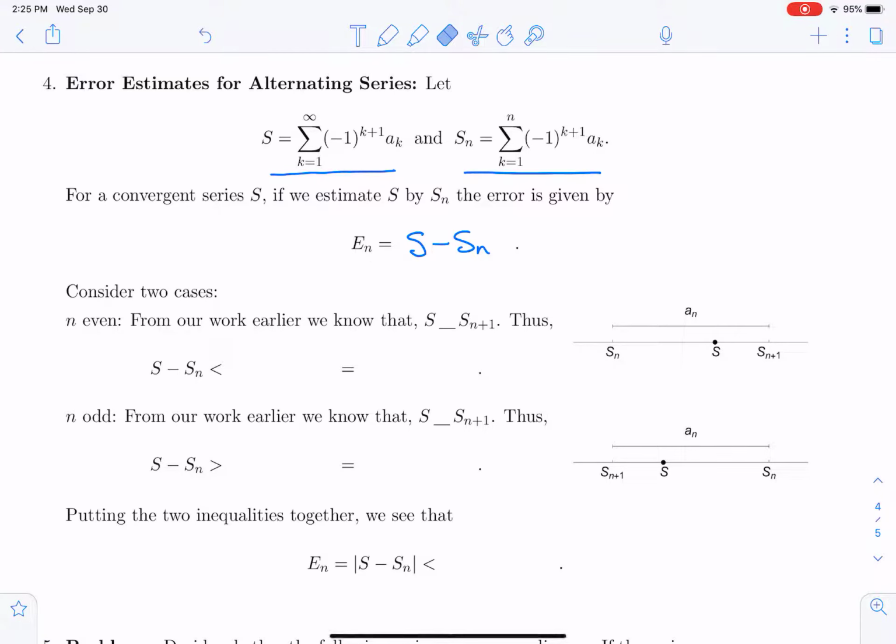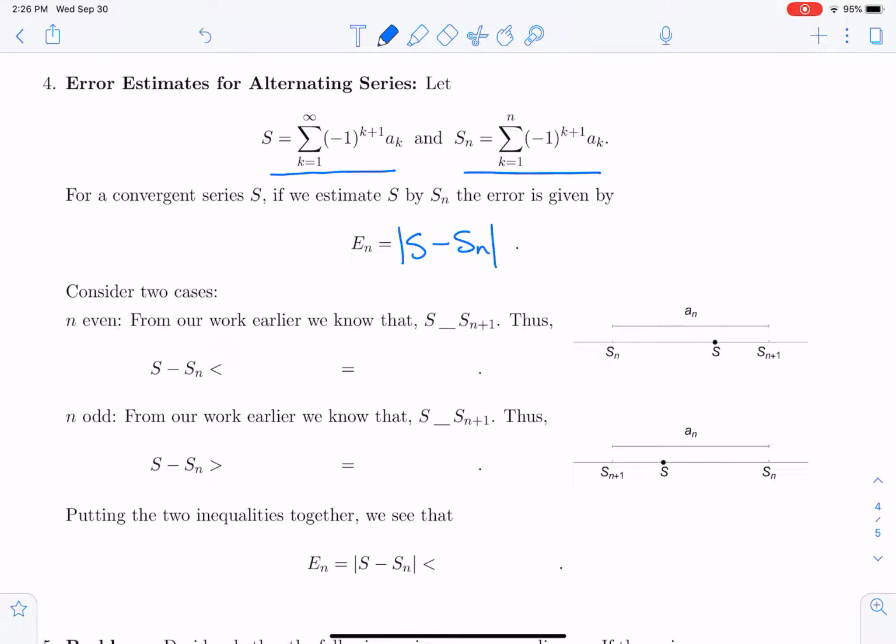Now, when we looked at error using the integral test, we just wrote S minus S sub n because we had sequences of positive terms, and so that meant that S sub n was going to be less than S. But in this case, we're not sure whether the partial sum will be larger or smaller than the exact sum. So we're going to look at the error as the absolute value of S minus S sub n. To figure out how large that is, we're going to consider two cases.